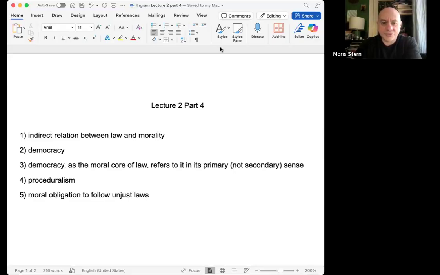Democracy then emerges as the moral core of law, and this moral core of law refers to democracy in its primary, not secondary sense. Proceduralism is the name for thinking of democracy as the right relation between law and morality, an indirect relation. And we're going to get to the old question of whether and why, here answered in the positive, we have a moral obligation to follow unjust laws.